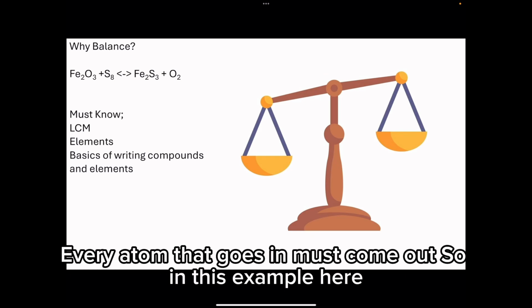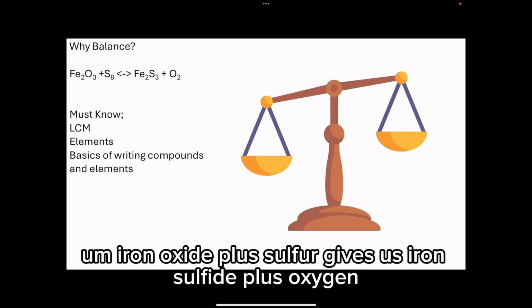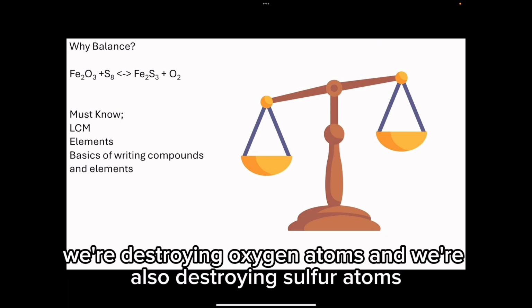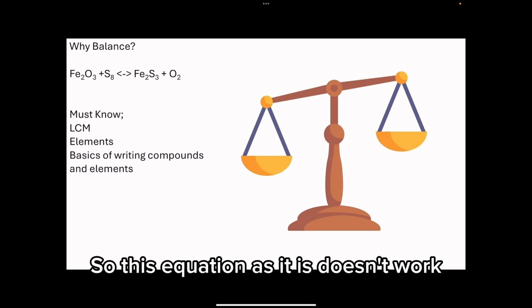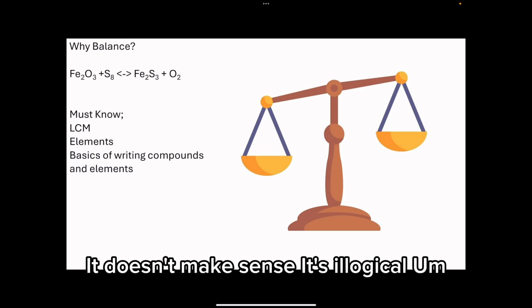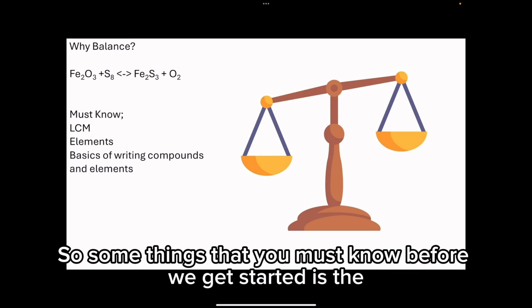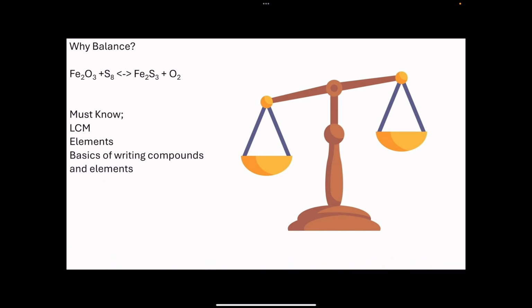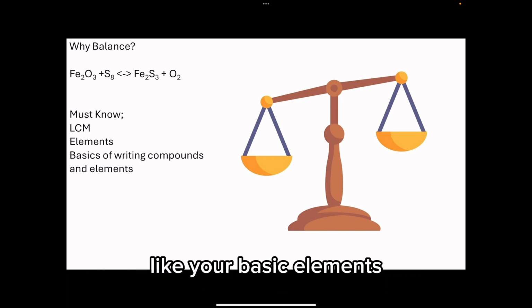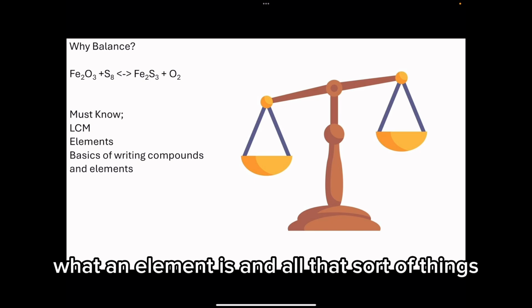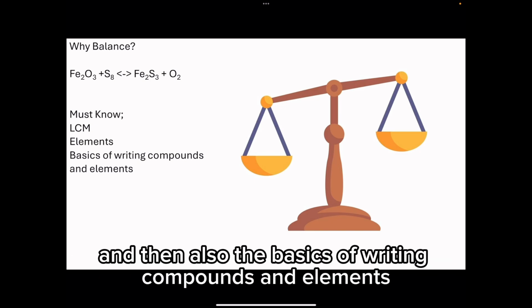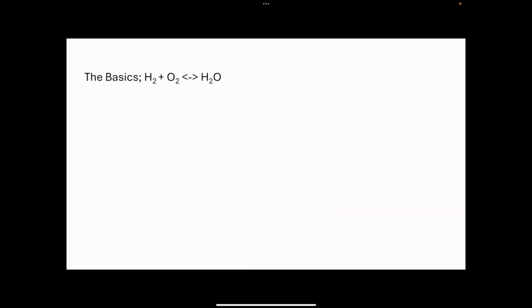So in this example here, iron oxide plus sulfur gives us iron sulfide plus oxygen. In this case here, we're destroying oxygen atoms and we're also destroying sulfur atoms. So this equation as it is doesn't work, it doesn't make sense, it's illogical. So some things that you must know before we get started is how to use the least common multiple. You have to know your elements, like your basic elements, what an element is and all that sort of thing. And then also the basics of writing compounds and elements.